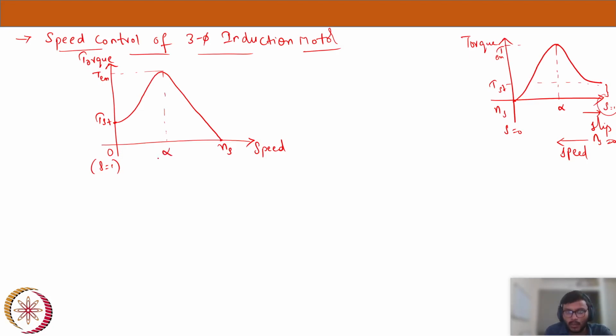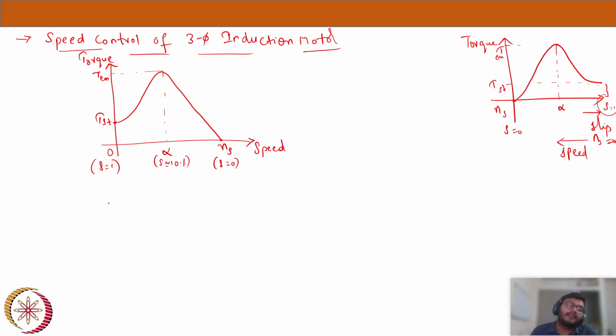and the slip at which maximum torque occurs, usually around 10% slip. And here is ns, the synchronous speed at which the rotor rotates. If the rotor rotates with synchronous speed, slip will be 0 at this point.